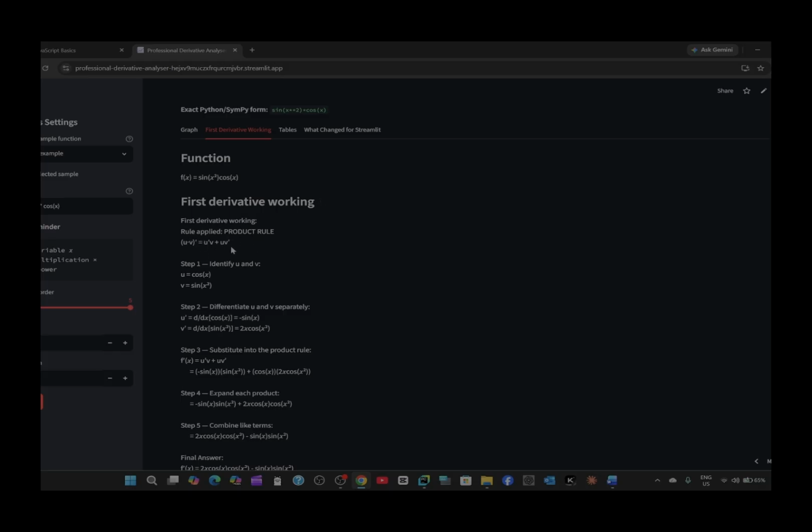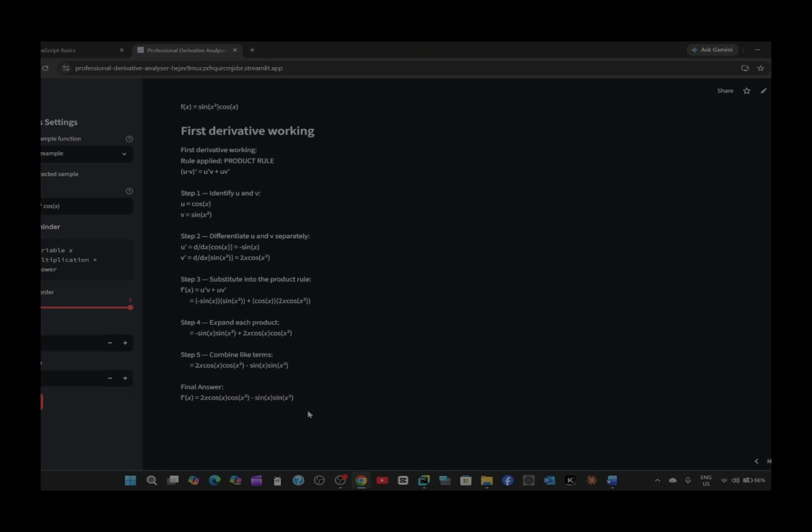Product rule: u dash v plus u v dash. Step one, identify u and v. u is cos x, v is sine x squared. Step two, differentiate u and v separately. The derivative of cos x is minus sine x, and the derivative of sine x squared is 2x cos x squared. Substitute into the product rule and you get what you see here. Step four, expand this product, combine like terms, and that gives you the final answer.